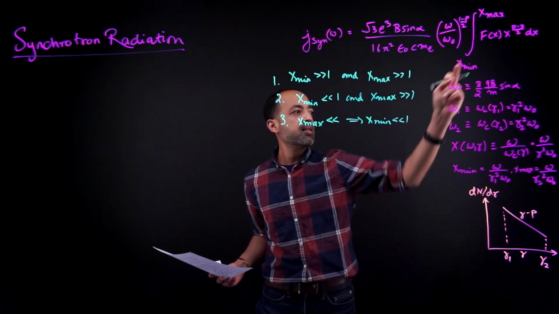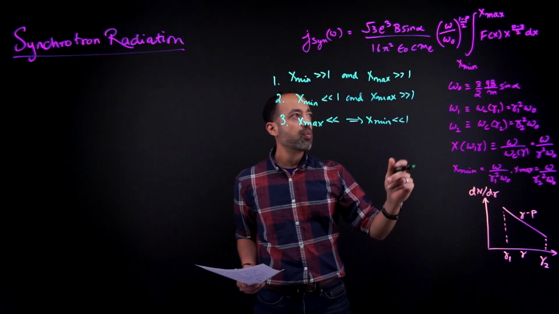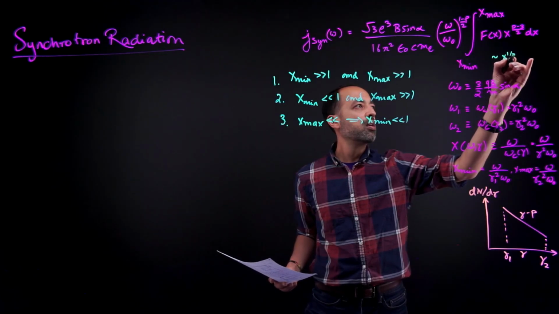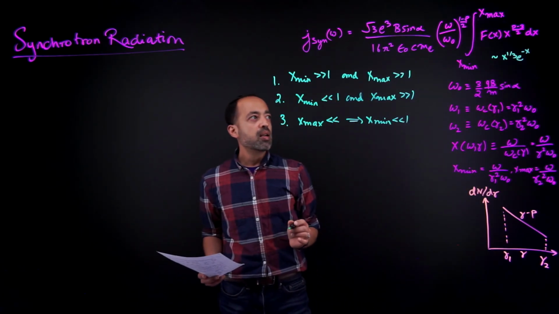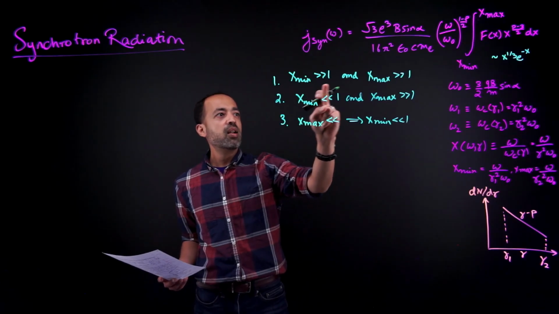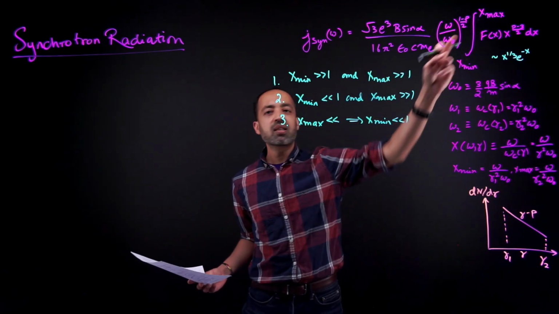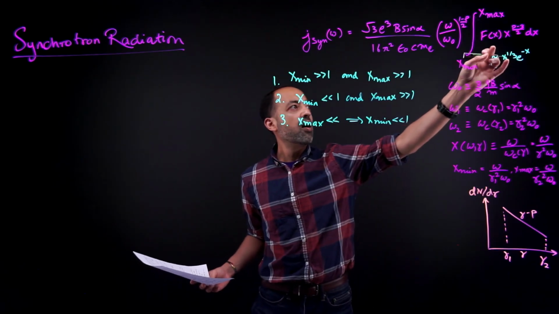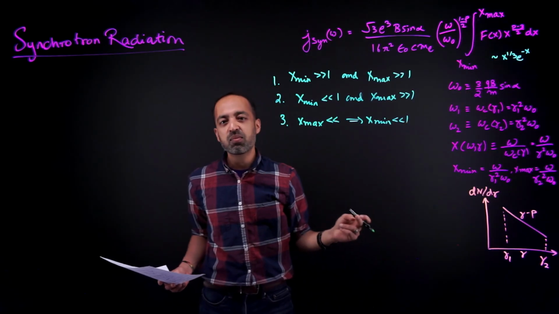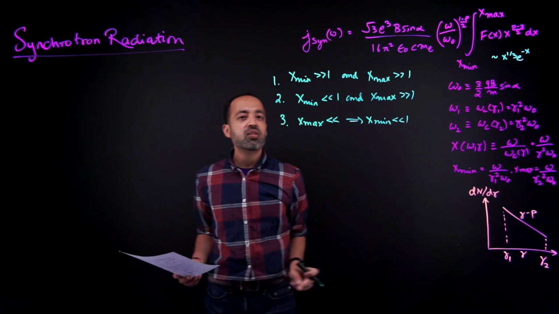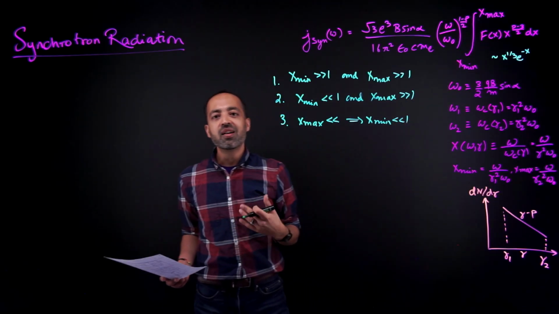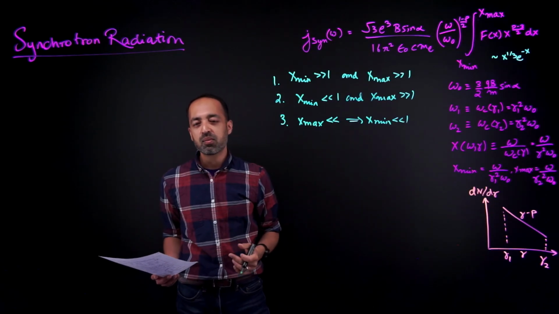Remember this f of x has a particular shape, which looks like x to the 1/3 e to the minus x. So for very large values of x, the exponential dominates. When x min and x max are both much greater than 1, f of x inside the integral is basically like an exponential. And so for those very large values of x, that exponential is going to kill the integral, which means that this integral is very, very small when x min and x max are much greater than 1.